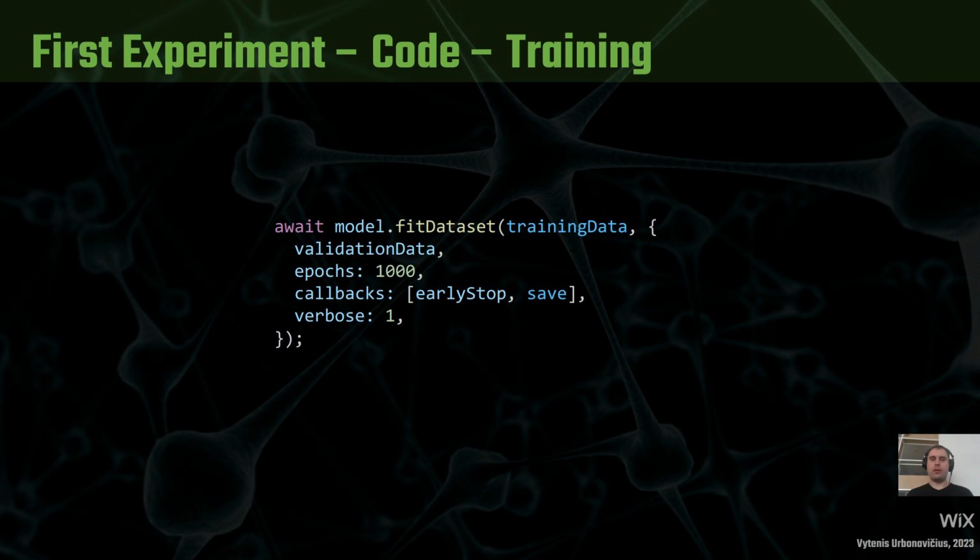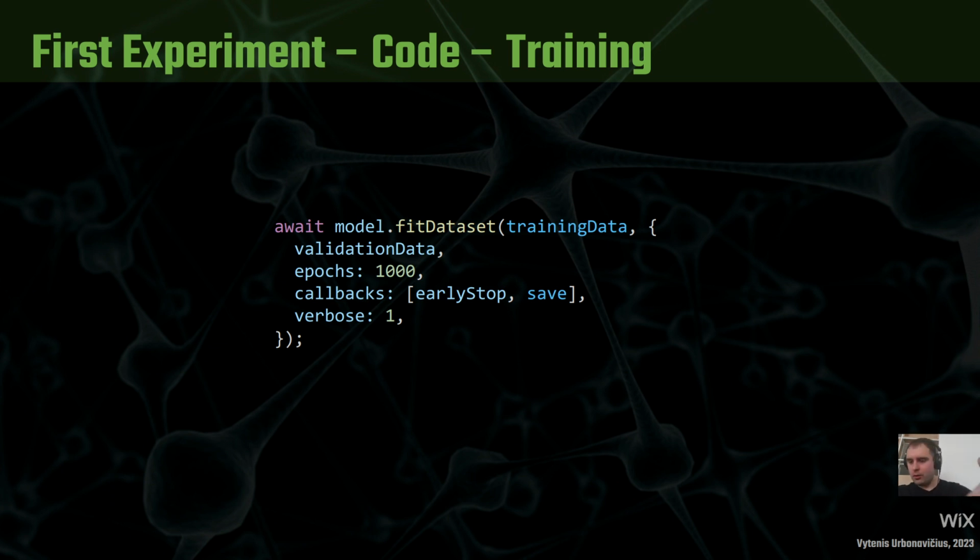And then I started the training itself. There is a function in TensorFlow called fit dataset, and there is another function called fit, which is a lower level function if you want more control and more manual labor. What I did here is I provided the training and validation dataset to this function. I told it that I want to train for 1,000 iterations based on the data samples that I generated.